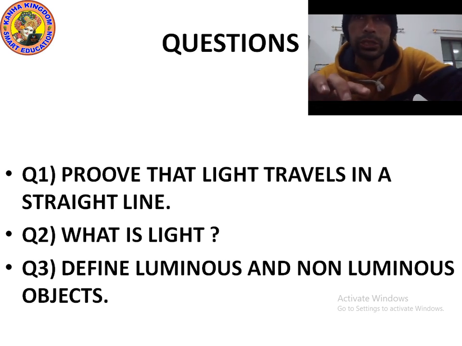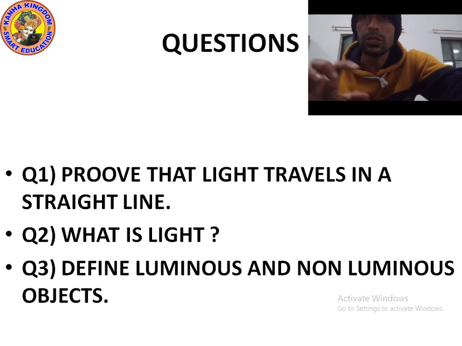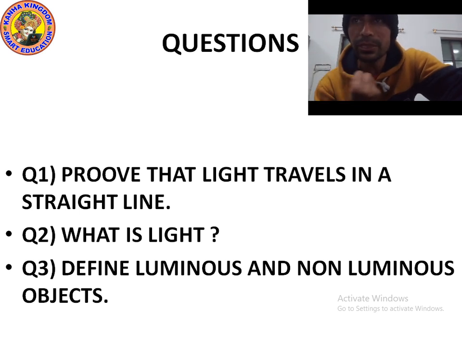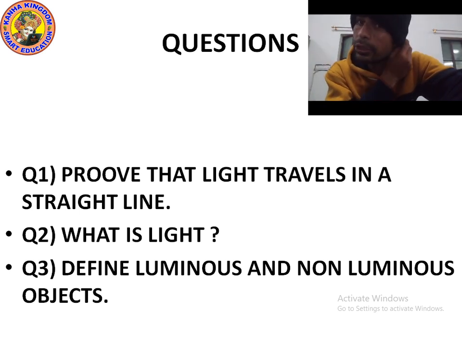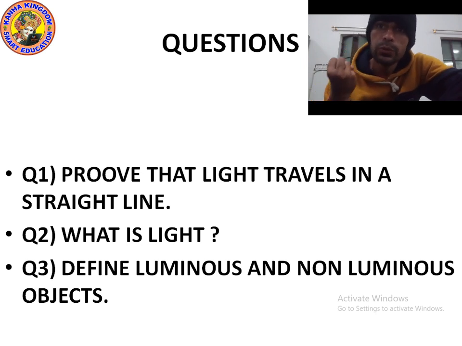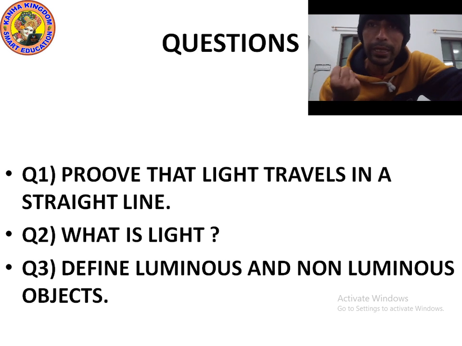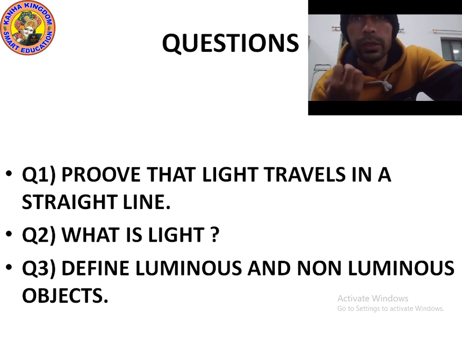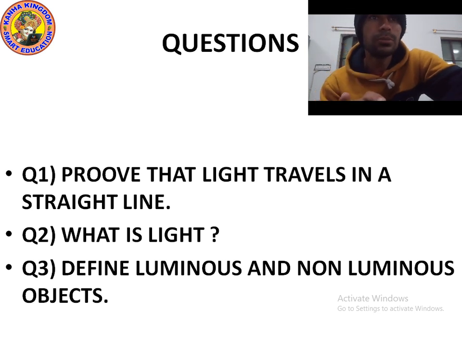Now question number 3. Define luminous and non-luminous objects, with examples. Objects which produce light are called luminous objects. They produce their own light, while non-luminous objects are those which do not produce their own light. For example, the sun is a luminous object, and the moon is a non-luminous object. I hope you understood.